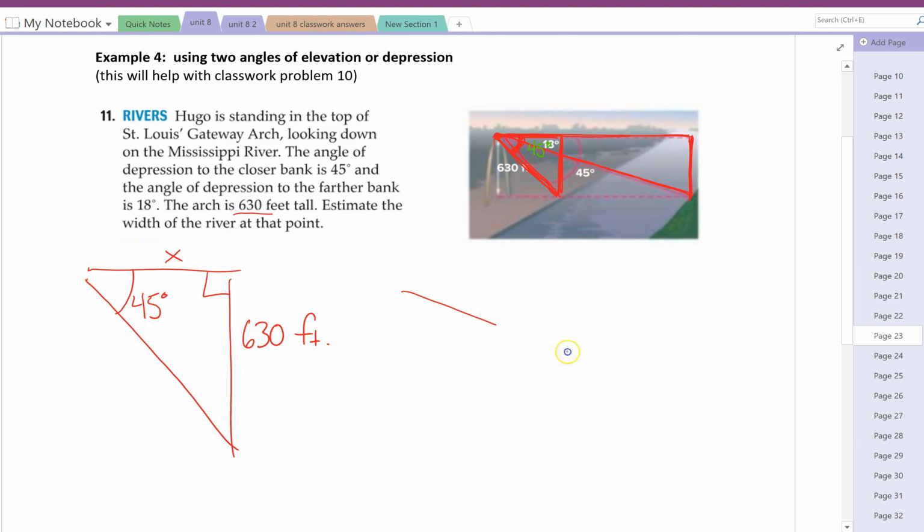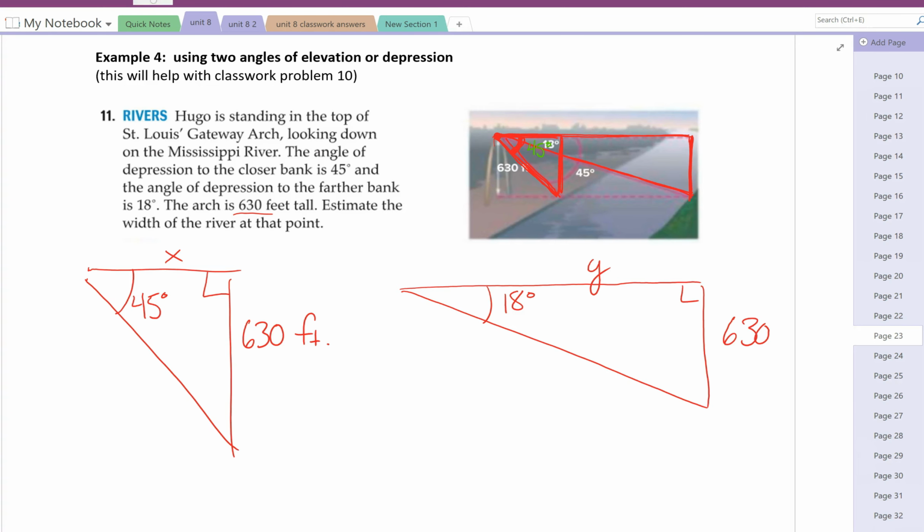Okay, so if I redraw that triangle, it would look more like this. The height is still 630 because he's at the same place looking, but now the angle of depression is smaller. Right? It's only 18 degrees. So I'm going to call that one Y. So what it wants to know is, based on that information, how wide is the river? Like, what is this distance right here?